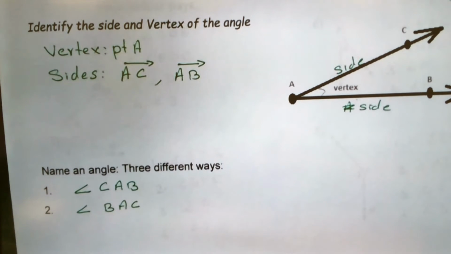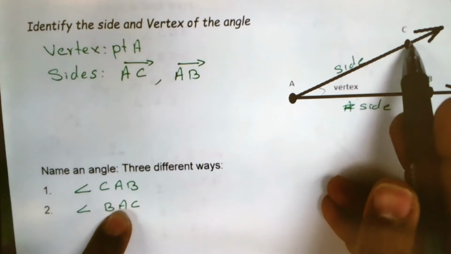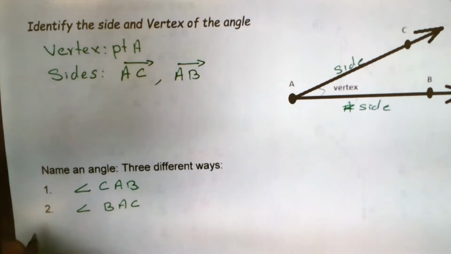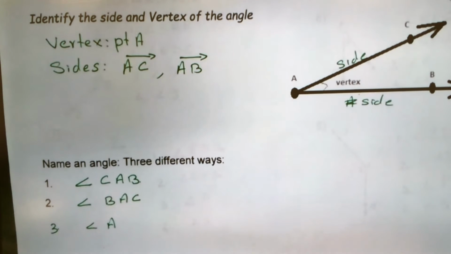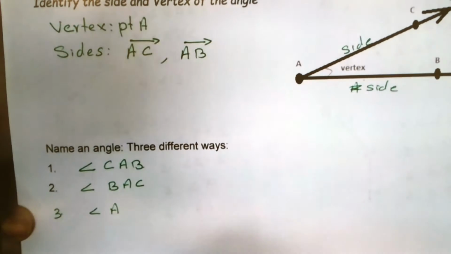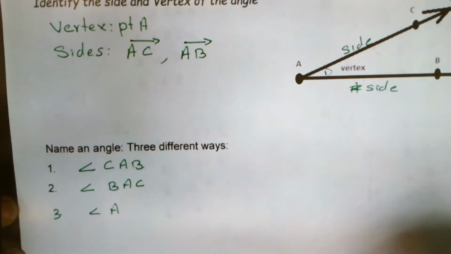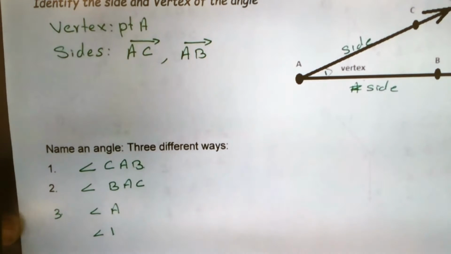So always make sure that the vertex A is in the middle, and we can use any two other points on the sides at both ends. And the third one is, you can just use angle A. So we can use the letter for the vertex to represent the angle. So we can say angle A. One more way: if you have a number, suppose I put a number 1 here, any number, I can use angle 1 to name that angle.